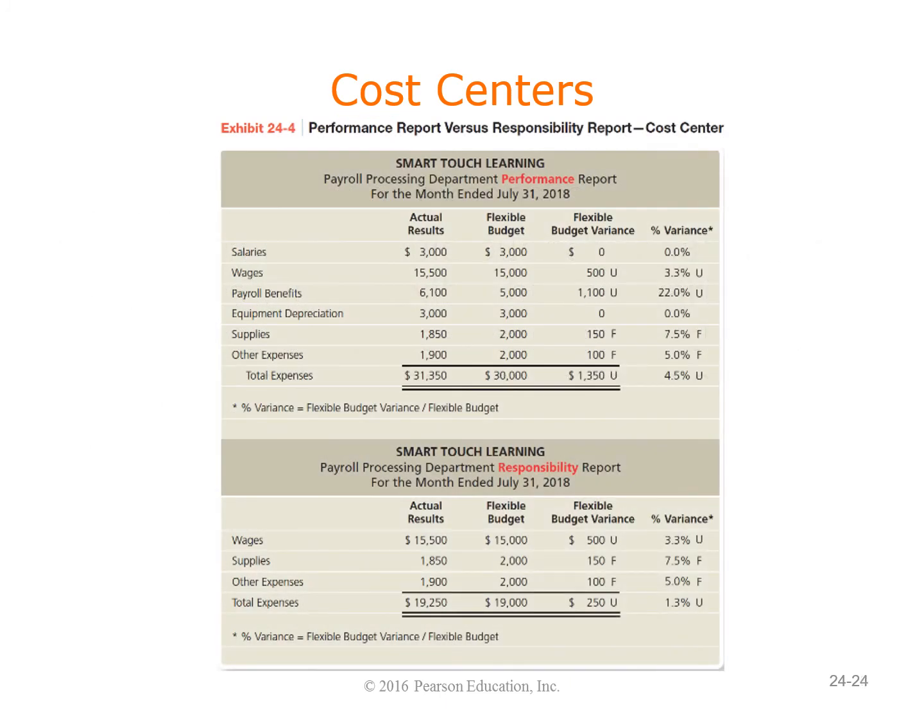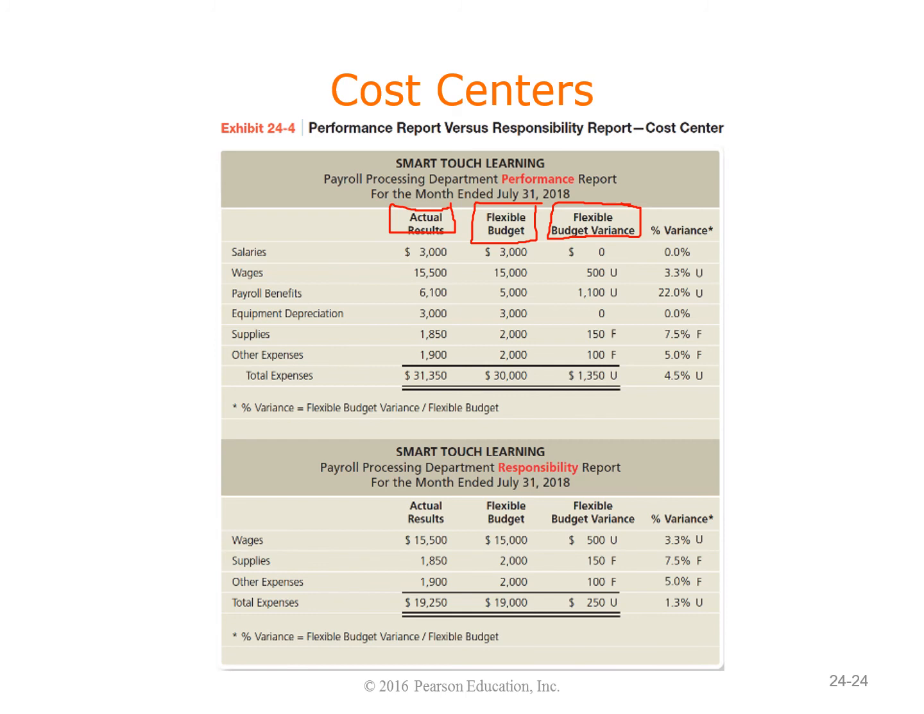If you can see here, this is a performance report versus responsibility report for a cost center. This is the actual result, as you can see. And this is the flexible budget, as we discussed in chapter 23. And this is the flexible budget variance, which is the difference between both actual and flexible. And this is the variance percentage.